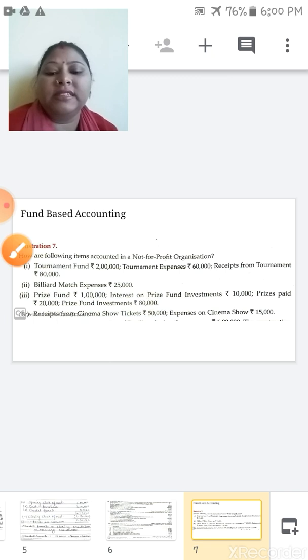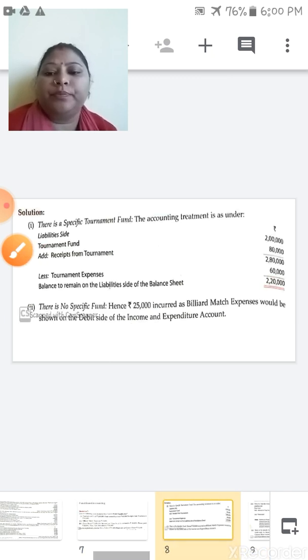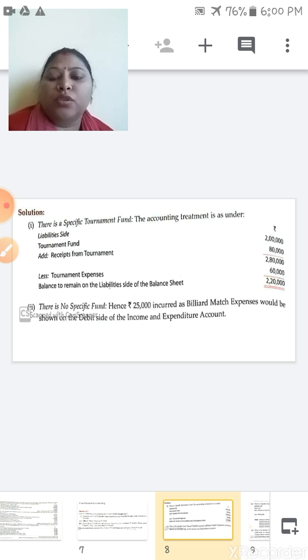Okay, let us check the solution. See, tournament fund is a specific fund. So the accounting treatment is tournament fund, add receipt from tournament 80,000, then less tournament expenses 60,000. The answer which will come, this amount you have to show on the liability side of the balance sheet because it is a specific fund.